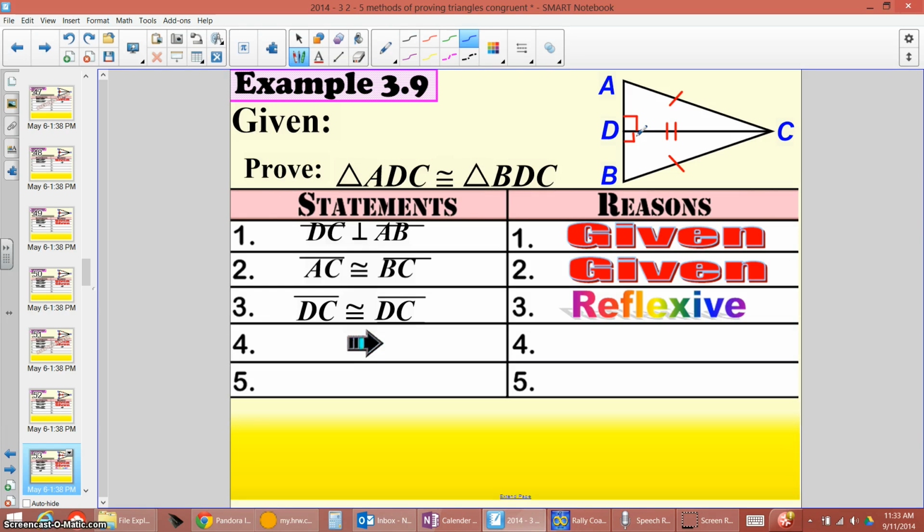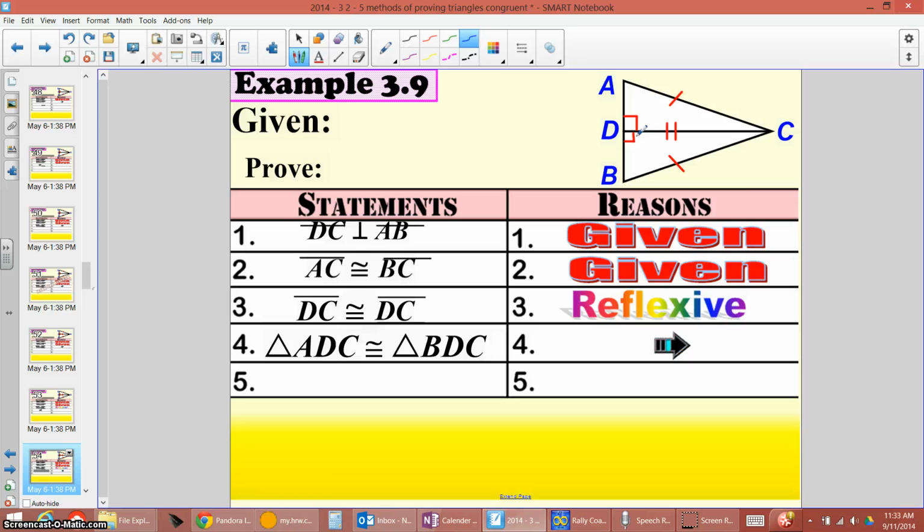Now, do I have a 90-degree angle? Yes. Do I have the hypotenuse is congruent? Yes. Do I have a leg congruent? Yes. Then I can say the whole triangles are congruent because of hypotenuse leg. And I'm done. That is a proof for the fact that triangle ADC is congruent to triangle BDC.